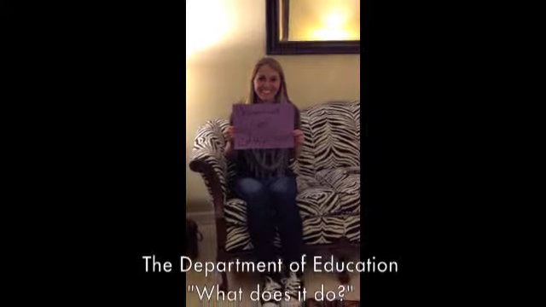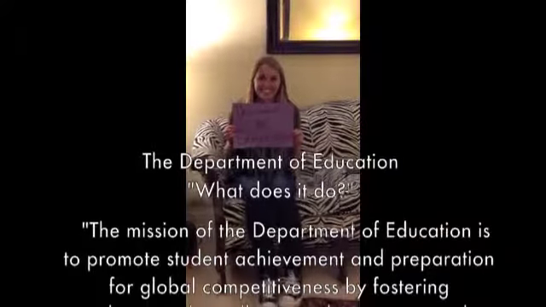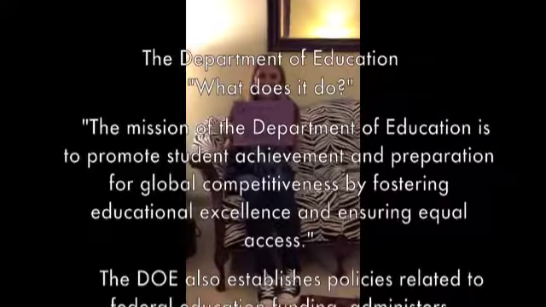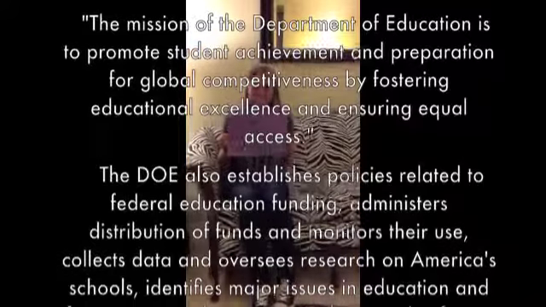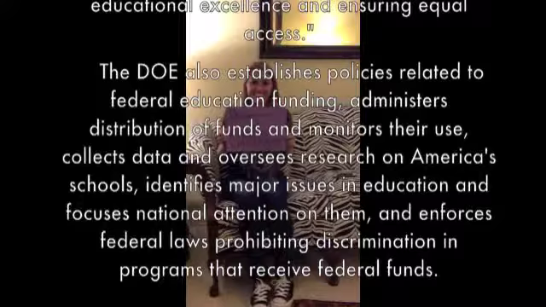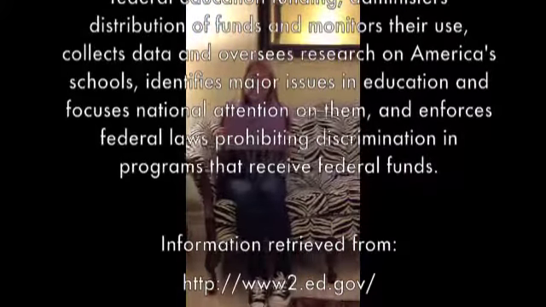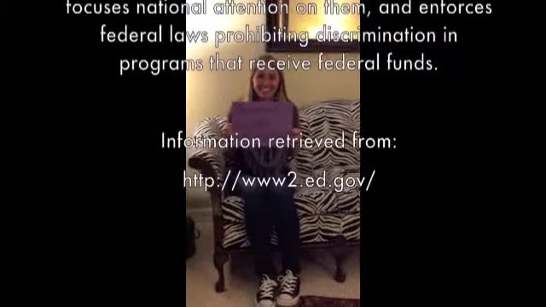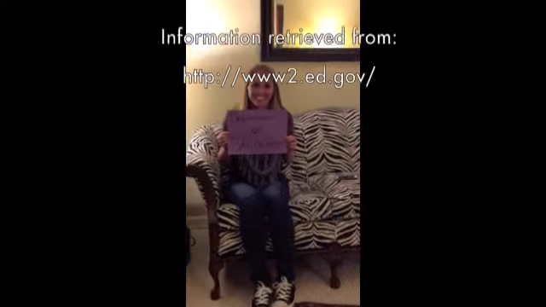The Department of Education. What does it do? The mission of the Department of Education is to promote student achievement and preparation for global competitiveness by fostering educational excellence and ensuring equal access. The DOE also establishes policies related to federal education funding, administers distribution of funds and monitors their use, collects data and oversees research on America's schools, identifies major issues in education and focuses national attention on them, and enforces federal laws prohibiting discrimination in programs that receive federal funds.